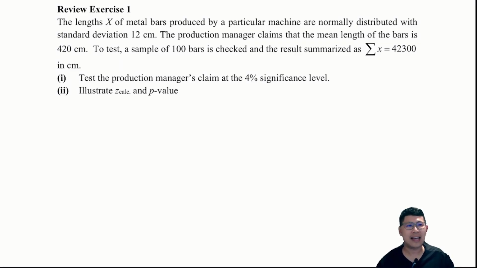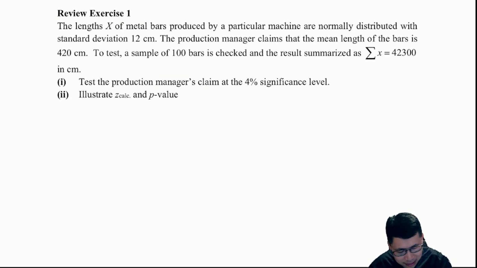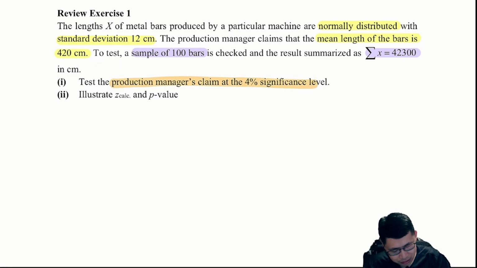So we have lengths X of metal bars produced by a particular plant and so on, right? Let us highlight some important things as we read along. One important one would be normally distributed. Standard deviation 12 cm. The production manager claims that the mean length of the bars is 420 cm. To test this, a sample of 100 bars. The results are summarized like this in cm. And we're going to test the production manager's claim at the 4% significance level.